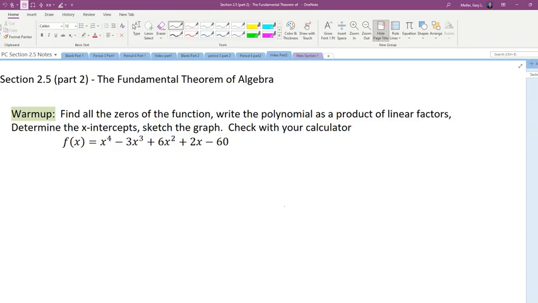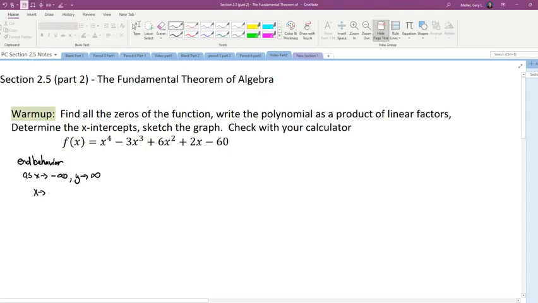Some of this we know. We know the end behavior already. So end behavior we know is going to be as x goes to negative infinity to the left, then the y values are going to go up. And as x goes to the right, y is also going to go up. We know the y-intercept is the point (0, -60). All right, so we have pretty much everything we need other than the zeros.